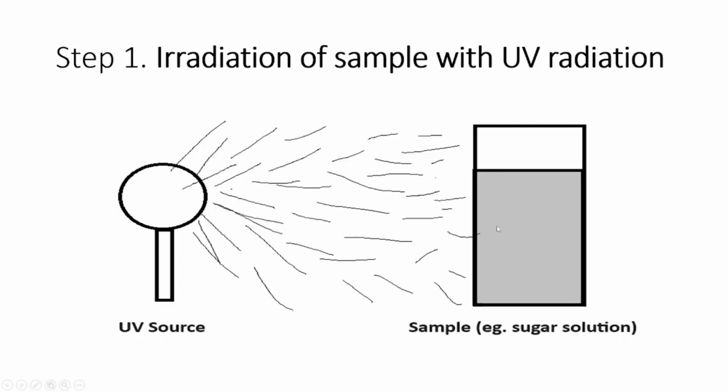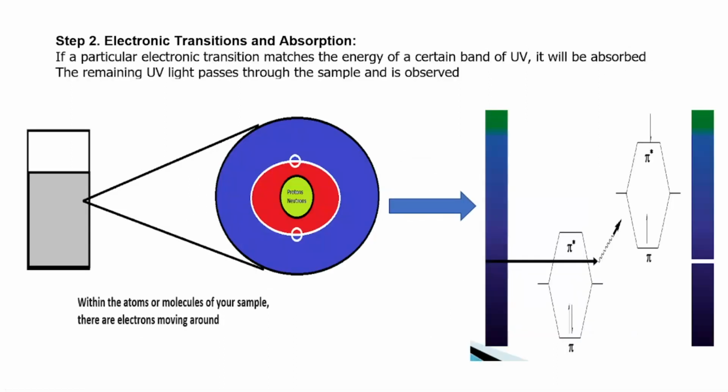Right. So now, when the sample comes into contact with the radiation, what happens? That is what we are going to look at right now. Let's move on to the next slide. The second step is the electronic transition and absorption. So now your sample is in contact with the UV radiation. We want to see what actually happens in there. How do they interact with each other? That is what we are going to look at.